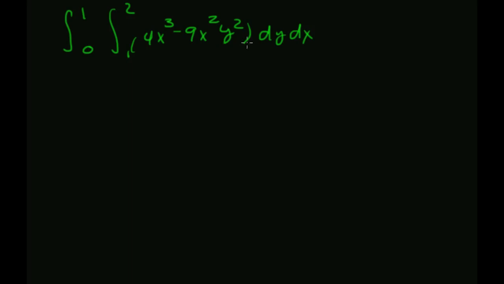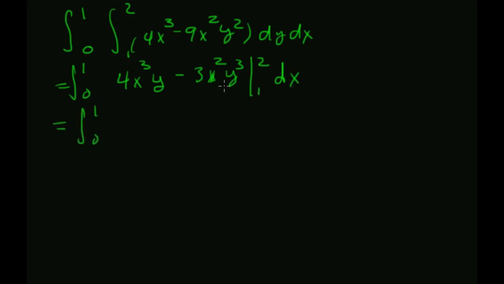Okay, so let's say we have the integral from 0 to 1 of the integral from 1 to 2 of 4x cubed minus 9x squared y squared dy dx. So again, we're operating with y as the initial variable. So we're going to keep the x bounds, and then we're going to take the antiderivative with respect to y. So this is going to give me 4x cubed y minus, let's see, 9 divided by 3 is going to be 3x squared y cubed, from 1 to 2 dx.